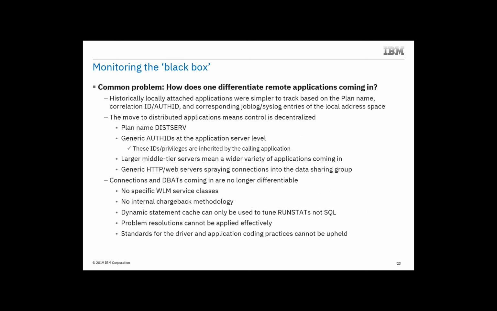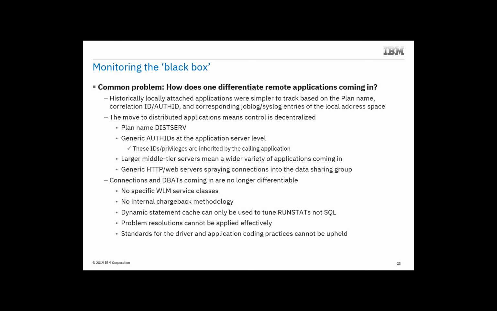Okay, that was managing. I'm going to talk about monitoring for just a couple minutes. How do you differentiate remote applications coming in? Well, if it was a local attach, there's a myriad of ways, right? As soon as we move to the kind of a DRDA architecture and inbound things, especially today in a cloud environment, you have no idea who's on the other end of that, right? Generic auth IDs, some Amazon Web Service or something else coming in calling you. You really don't know who it is.